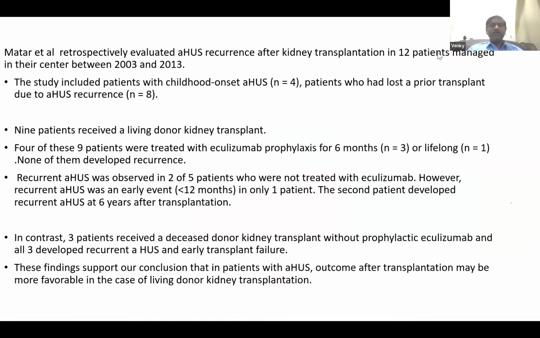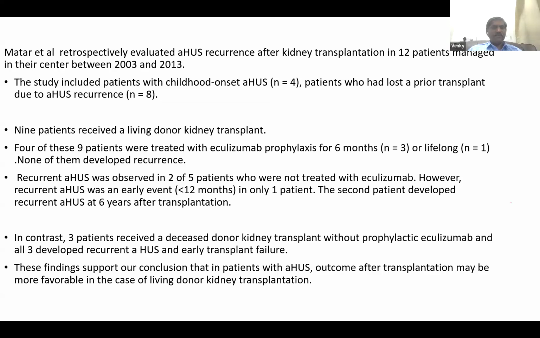See, this was a study that retrospectively evaluated, from 2003 to 2013, 12 patients who had atypical HUS and underwent transplantation following atypical HUS. It included 4 child patients, and 8 patients had lost the prior transplant due to atypical HUS. So 12 patients were there. Of these, 9 patients received a living related donor transplant, 3 received a cadaver transplant. Out of these 9, 4 received eculizumab prophylaxis, 5 did not receive prophylaxis.